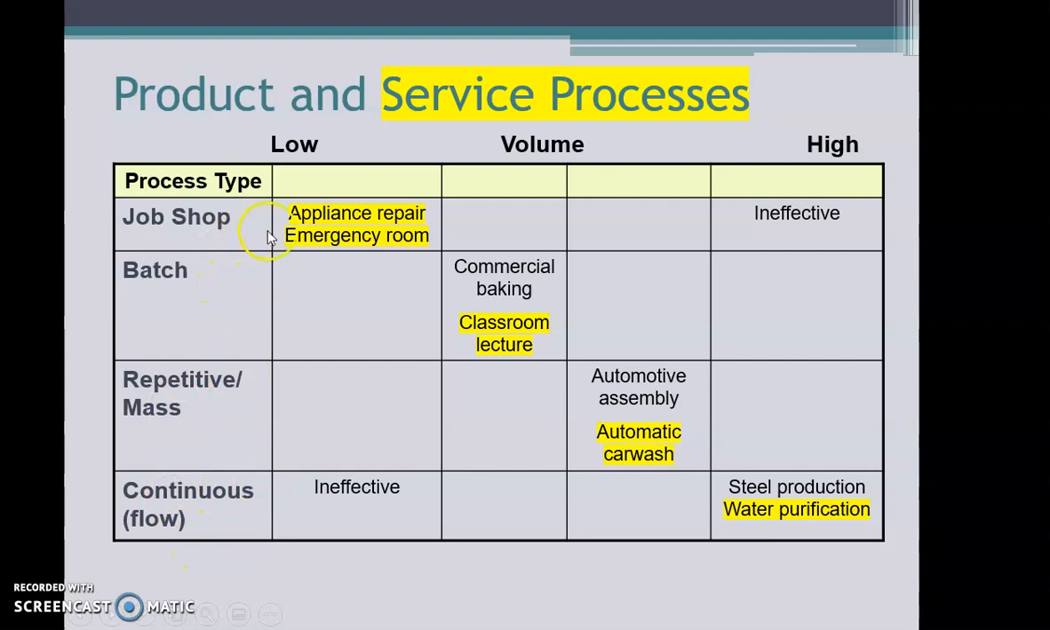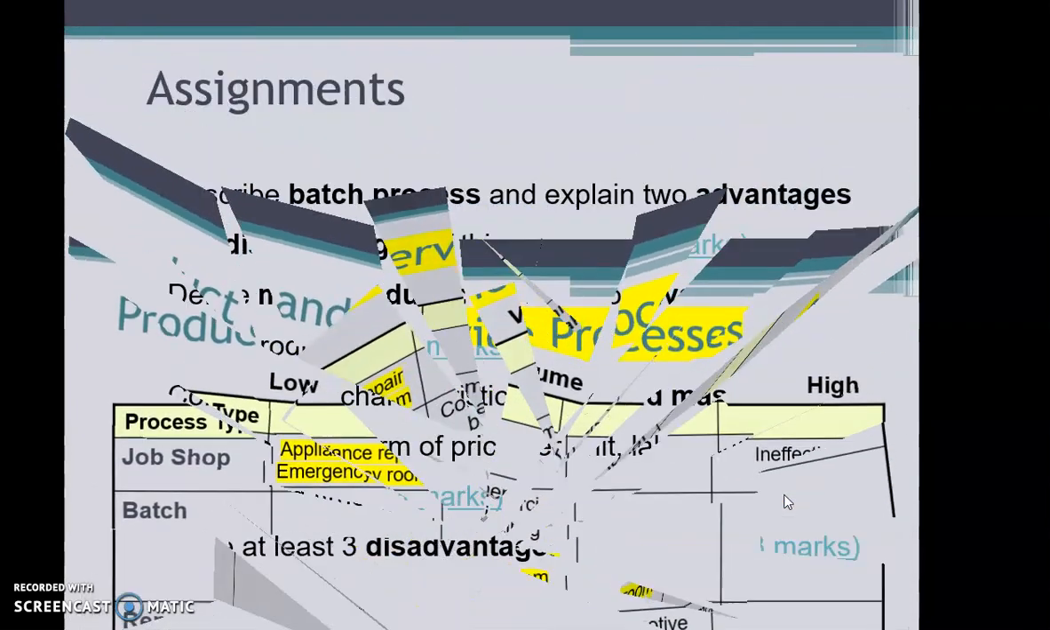For job shop, for example, the emergency room in the hospital and the repair of appliances are considered job shop because you go one at a time. And then for batch is the classroom lecture in the university or in the school; it depends on each class. And then for mass service, we have the automatic car wash and also water purification.